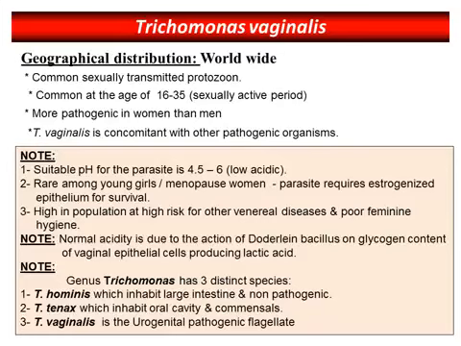So now we have another note. Genus Trichomonas has 3 distinct species: Trichomonas hominis, which inhabits the large intestine and is non-pathogenic; Trichomonas tenax, which inhabits the oral cavity and is commensal; and Trichomonas vaginalis, the urogenital pathogenic flagellate.